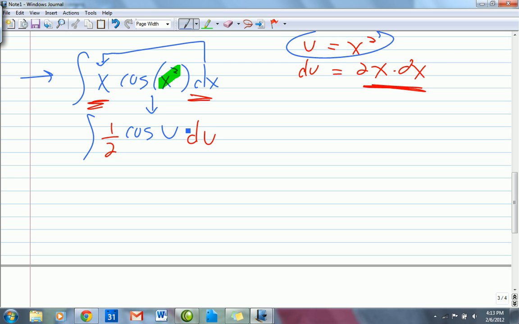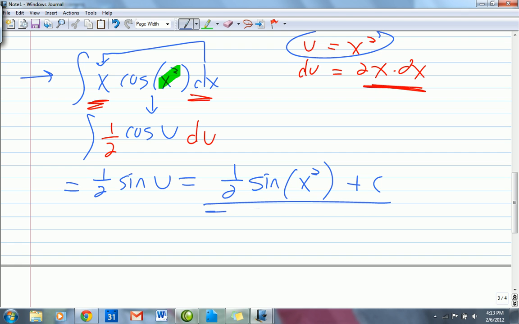So now I'm able to integrate, now that I've substituted to a much nicer version, and the antiderivative of 1/2 cosine u is 1/2 sine of u, because remember the derivative of sine of u is cosine. And now all I'm left to do is resubstitute my u and throw in my plus c at the end. Okay, and that looks like the right answer. Let's double check just to be sure. So here's my check step.